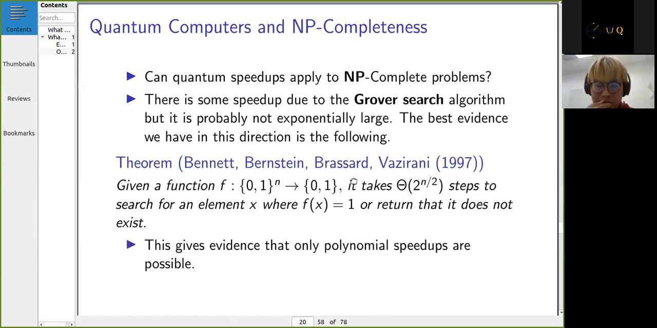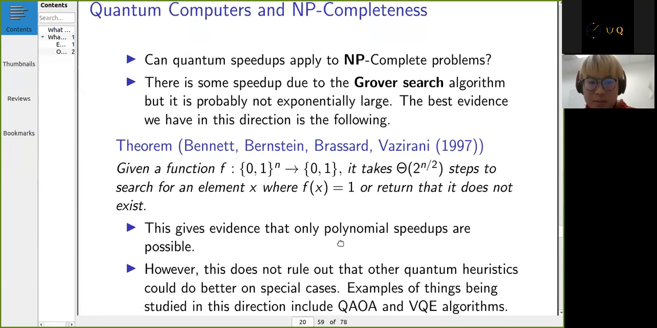So this shows us that, probably, for NP-complete problems we can't have exponential speedups. Only polynomial or quadratic speedups are possible, because many NP-complete problems can be phrased in this form of finding an element where f(x) is equal to 1 or not.